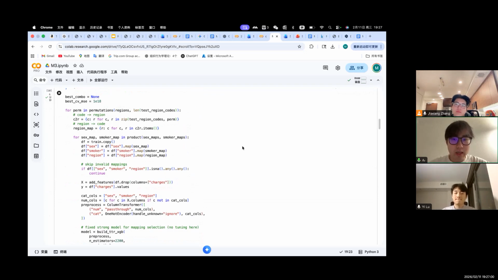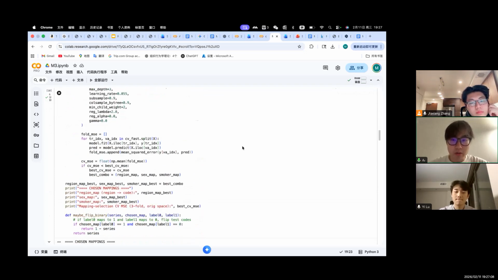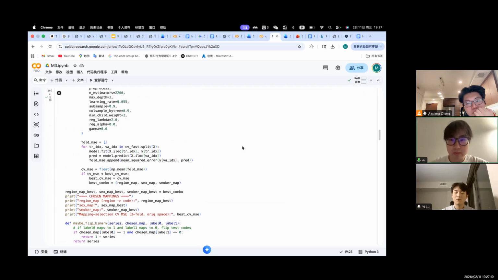Second, we focused heavily on feature engineering. We introduced nonlinear features such as age squared and BMI squared to capture curvature in the data. We also added interaction terms like age multiplied by BMI and smoker multiplied by BMI. These interactions are important because the impact of BMI on medical costs is much stronger for smokers than non-smokers. By including interaction features, we allow the model to better represent real-world relationships.